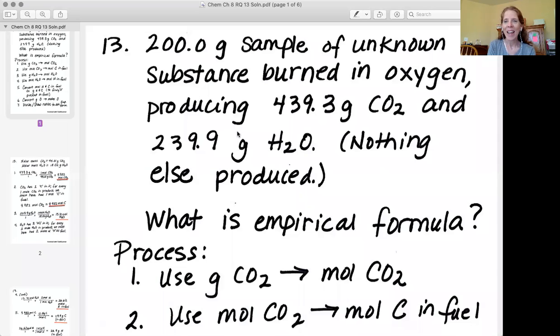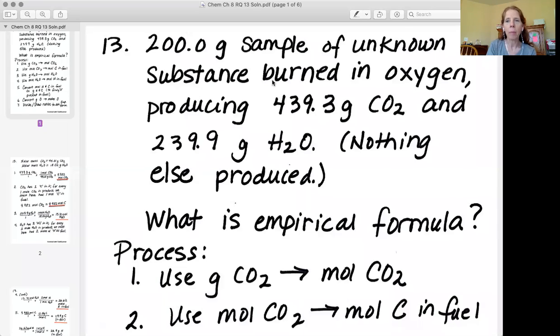Hey guys, I am going to record a video for you of how you would solve one of the combustion problems, which are some of the ones you have assigned for this week. Without further ado, I'm going to share my screen and pull up a combustion problem that we can walk through. There we go.